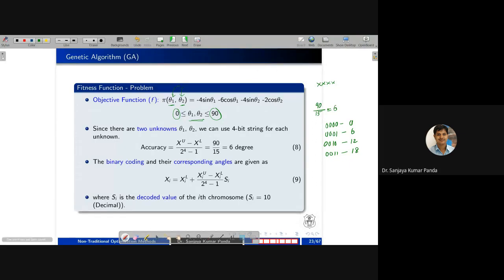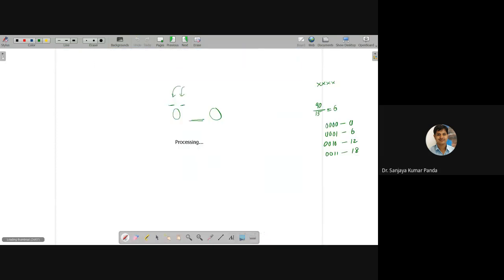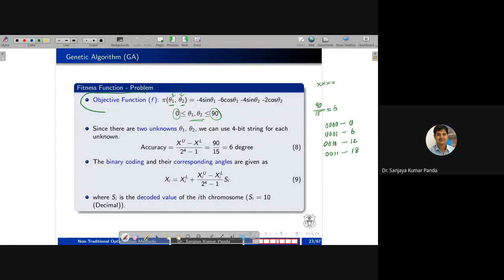Right? Now, see this particular problem. This is the coding, whatever you've done. You can see 4 zeros represent 0, 0001 represents 6, 12, 18, 24, up to 1111, which indicates it is 90. Now, this is called your objective function. Note down, this one is called your objective function.